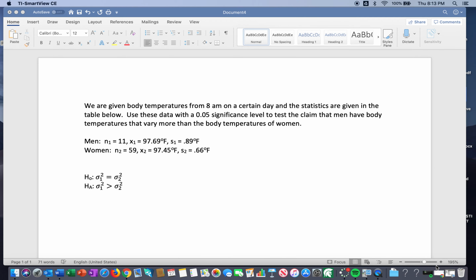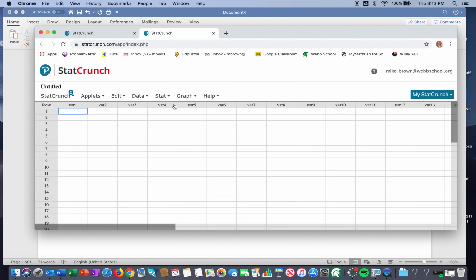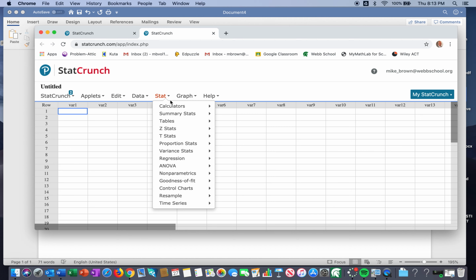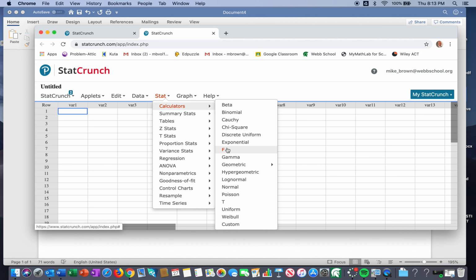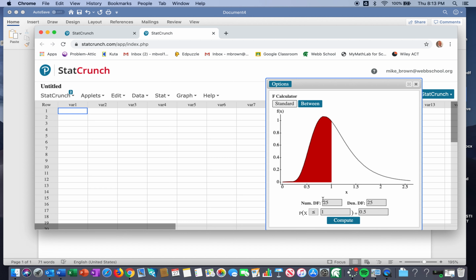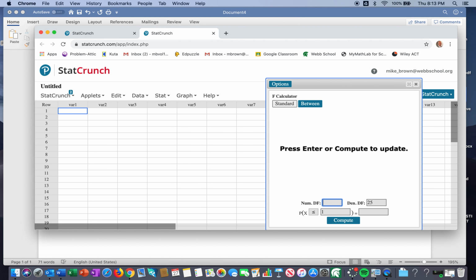All right, now StatCrunch. The great thing about StatCrunch is I can go to calculators, and there's an F right there, and I can type in the information I need to get the critical value. So I'm going to do that first. The numerator degrees of freedom, remember that's the bigger one. It's 10. There were 11 men, so I'm putting 10 there.